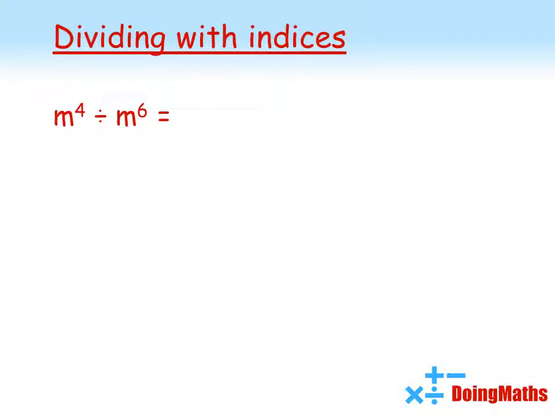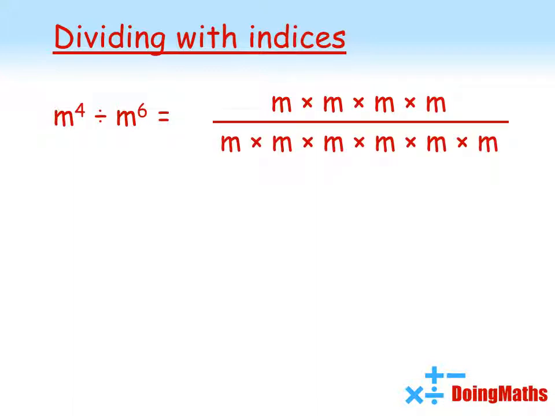Let's look at another example in a similar way. m to the power of 4 divided by m to the power of 6. There's our m to the power of 4. We're dividing by m to the power of 6. Let's start cancelling. Cancel off the first pair, second pair, third pair, fourth pair. We're left with m times m on the bottom of the fraction.